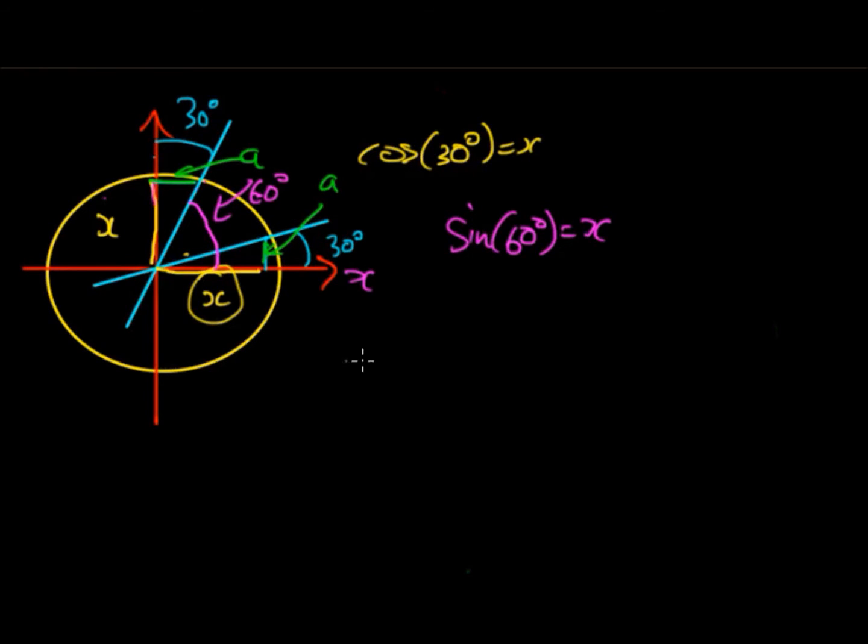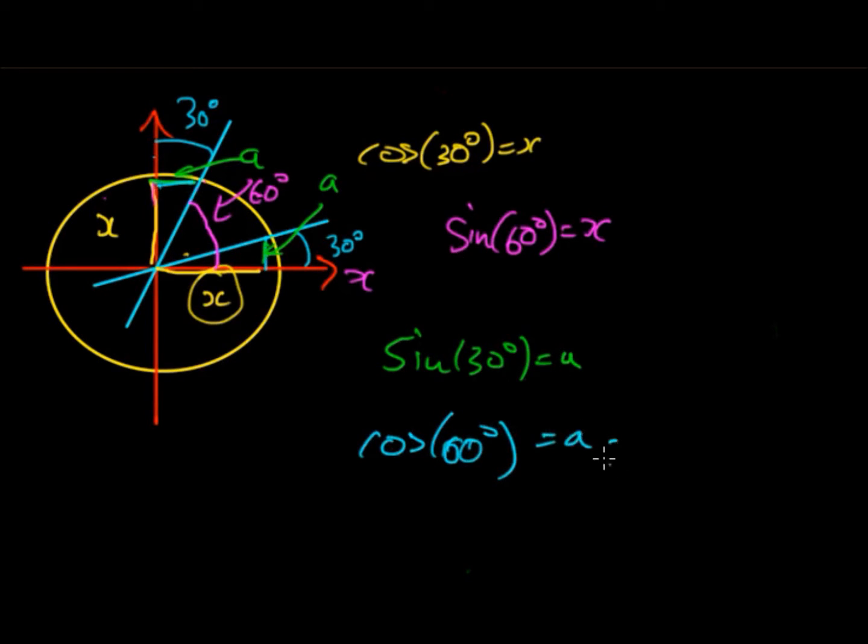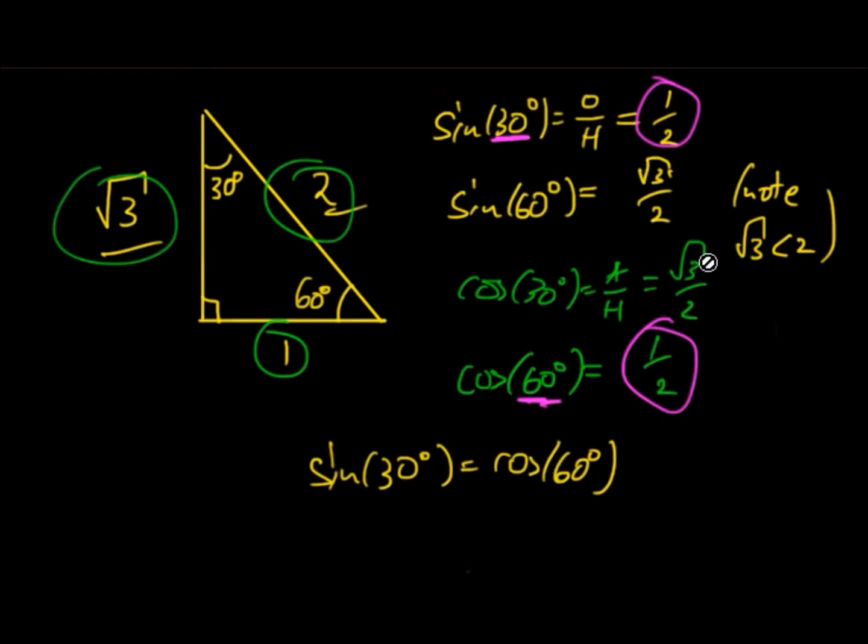Sine 30 degrees is equal to a, as we can see here, and then cos 60 degrees is that value up here, which is also equal to a. So you can see how these are equal. Then going back to here, you can see how this relates. So sine 30 degrees is 1 on 2, and cos 60 degrees is also 1 on 2, and they're equal.